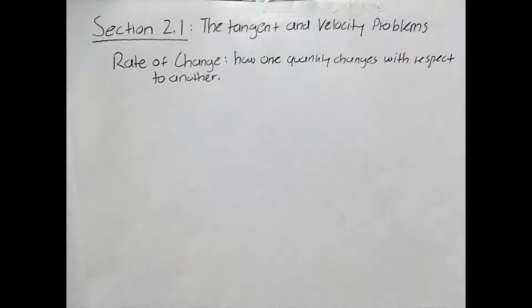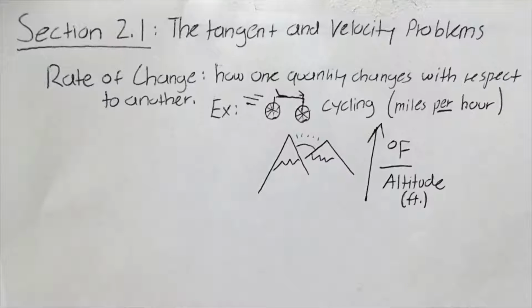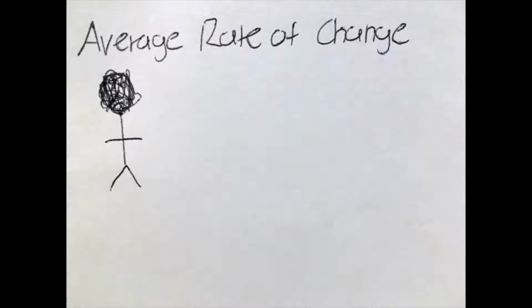So this is a review video about section 2.1 and 2.2. First, we're going to focus on tangent and velocity problems. Rate of change is how one quantity changes with respect to another. An example could be cycling with miles per hour, or degrees of Fahrenheit as you increase altitude up a mountain.